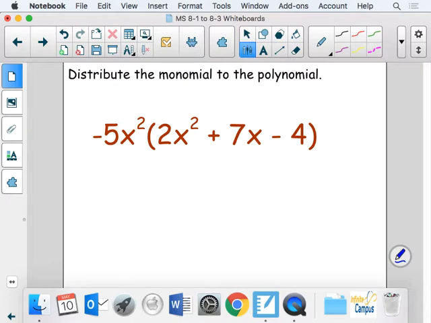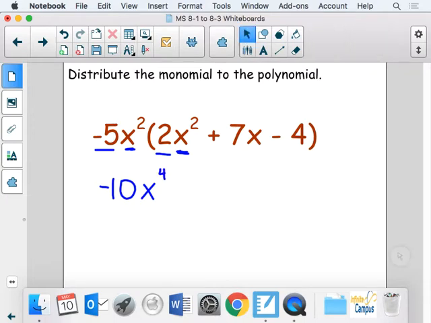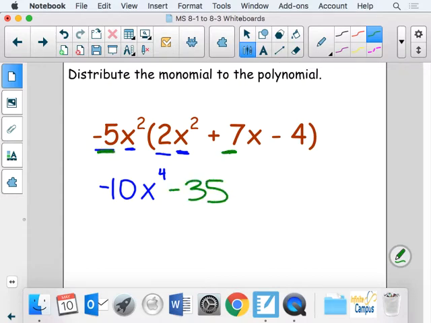This next one, we're going to handle the same way. We have negative 5 times 2 is negative 10. X squared times x squared is x to the 4th power, because again, we're adding exponents. Now we have negative 5 times positive 7 is negative 35.